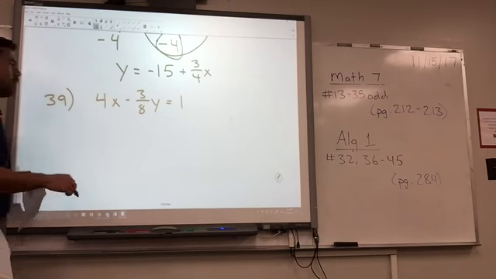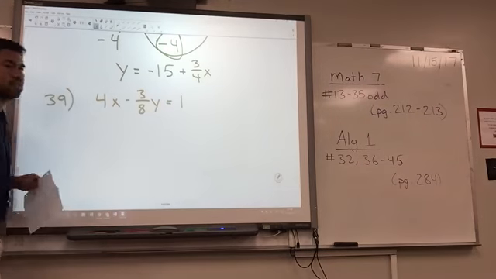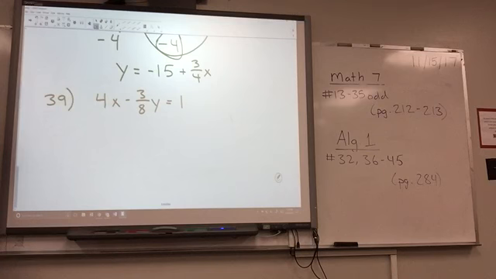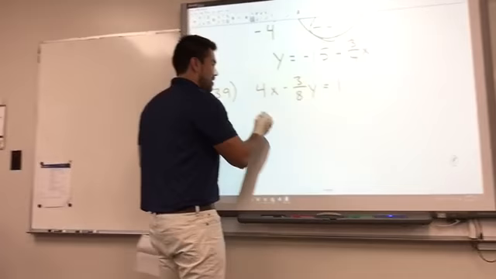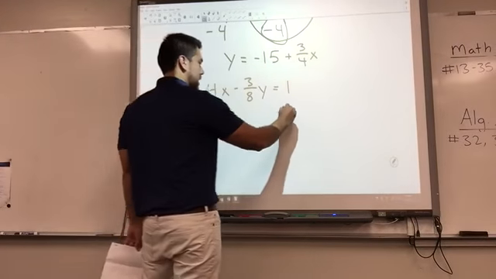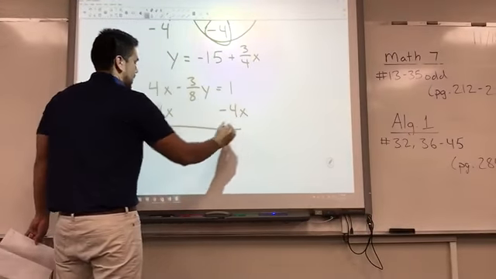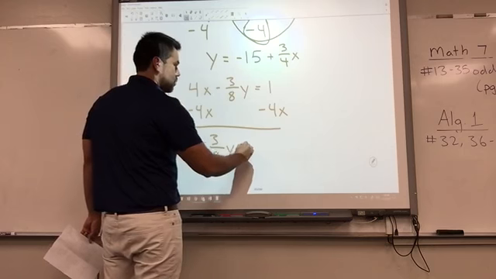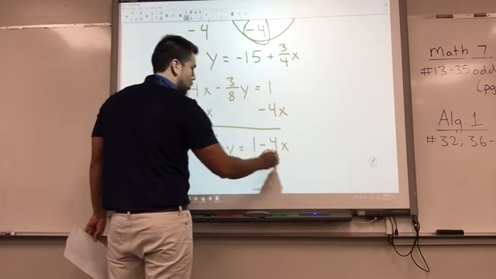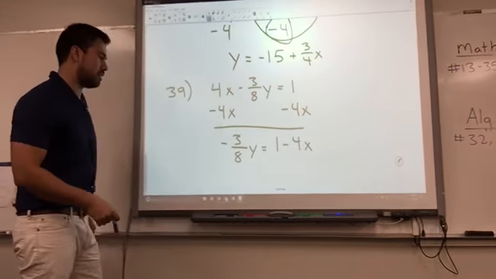Stay with me. All right, do I use this form? No. I've got to get y by itself, so what do I do? Raise your hand and tell me what to do. Emery? Subtract 4x from both sides. And you're left with negative 3/8 y equals 1 minus 4x, or negative 4x plus 1. Same idea.